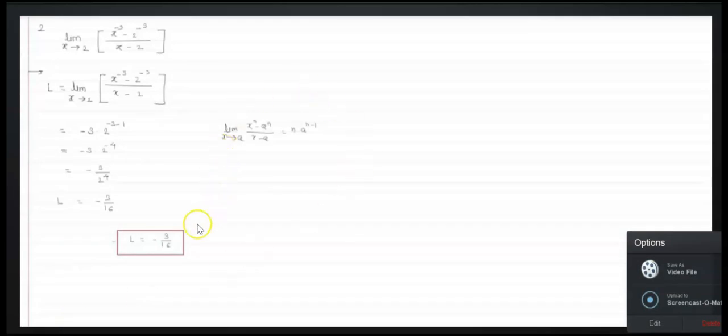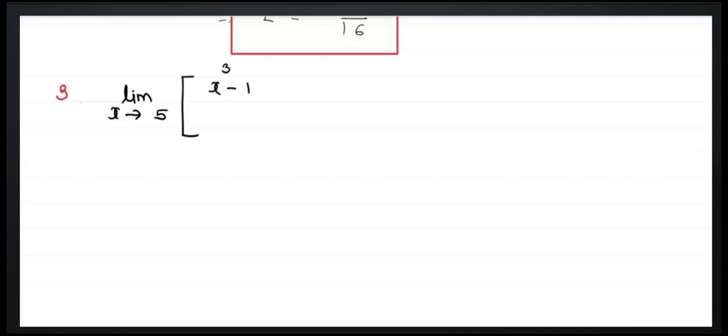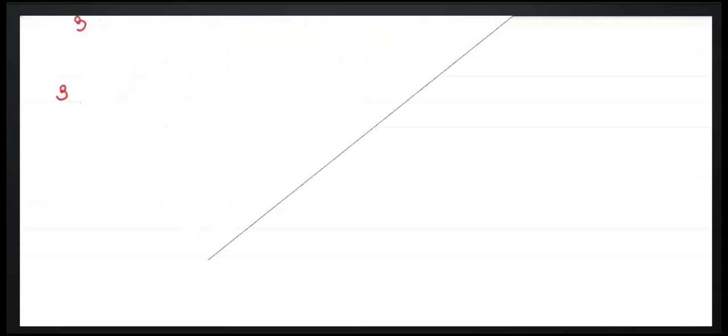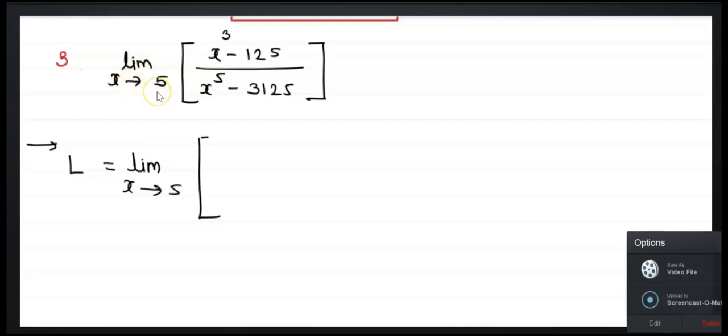Now you can see this also. Next, problem number 3. Now see this problem. That is the limit x tends to 5, x raised to 3 minus 125 upon x raised to 5 minus 3125. Now here 125 means what?